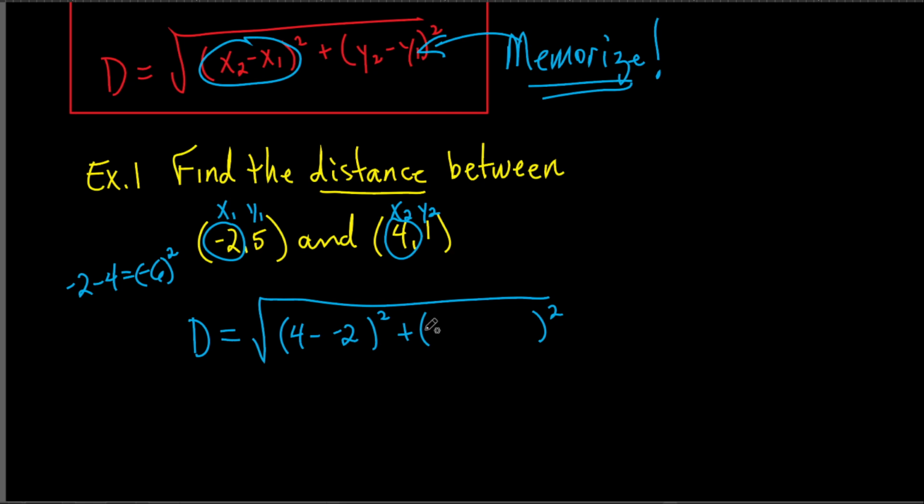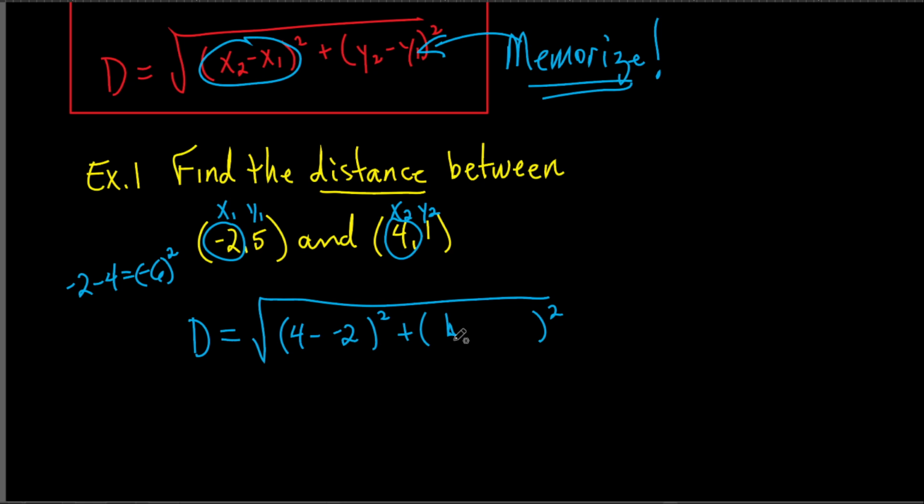Now we're going to subtract the y's. So we subtracted the x's, now we're going to subtract the y's. And again, it doesn't matter what order you subtract them in, but let's do it the way the book tells us to do it. Let's go to the second one minus the first one. Okay, so the second one is what? The second y. It's 1.